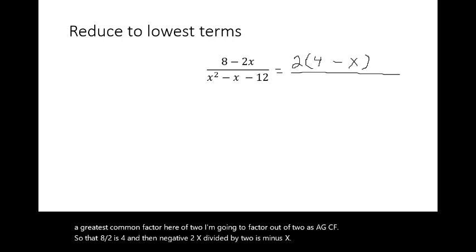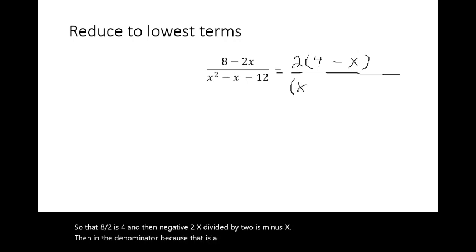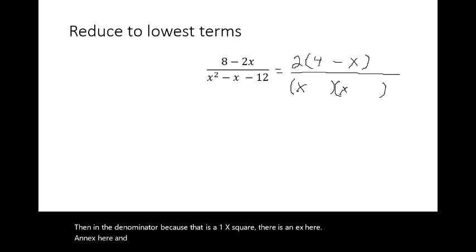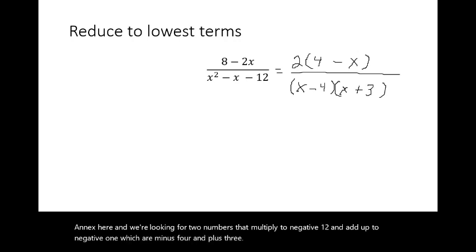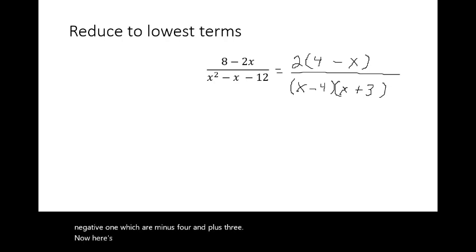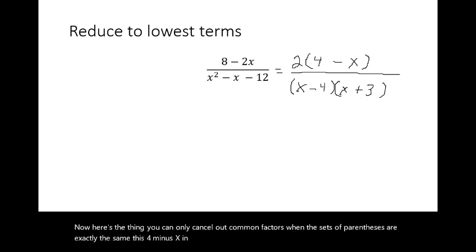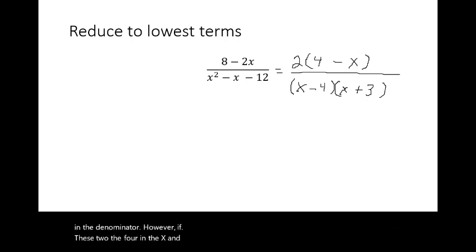Then in the denominator, because that is a 1x squared, there is an x here and an x here. And we're looking for two numbers that multiply to negative 12 and add up to negative 1, which are minus 4 and plus 3. Now, here's the thing. You can only cancel out common factors when the sets of parentheses are exactly the same. This 4 minus x in the numerator is not exactly the same as the x minus 4 in the denominator. However, if these two, the 4 and the x in the numerator, were switched, we could cancel them out.